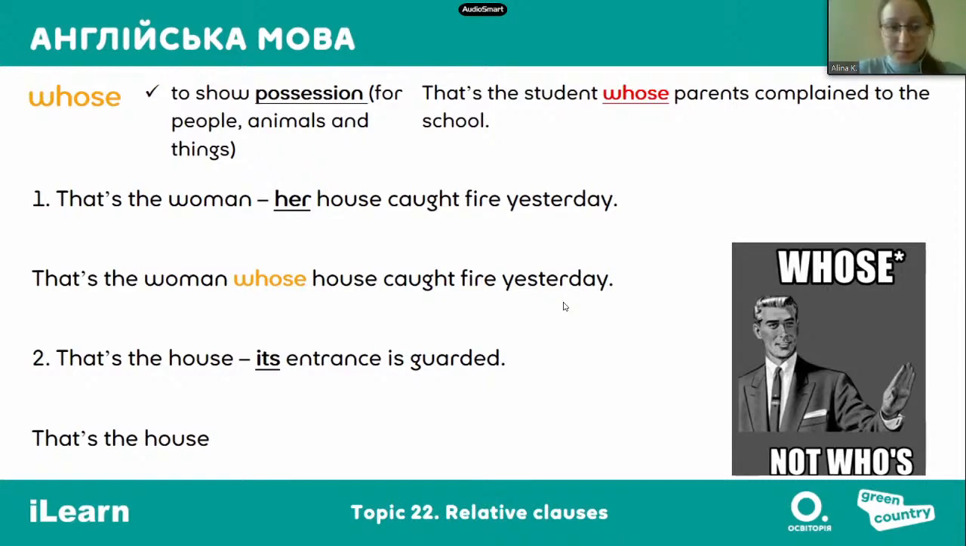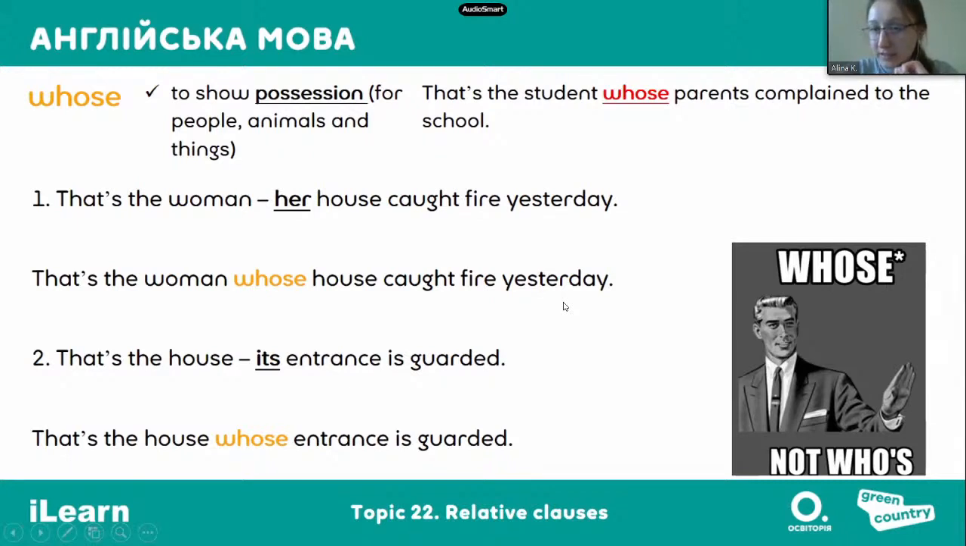Let's do sentence number 2. That is the house, its entrance is guarded. So let's try to make this sentence, yes, but with the relative pronoun whose. That is the house whose entrance is guarded. So nothing changes, yes? We just substitute it with whose.